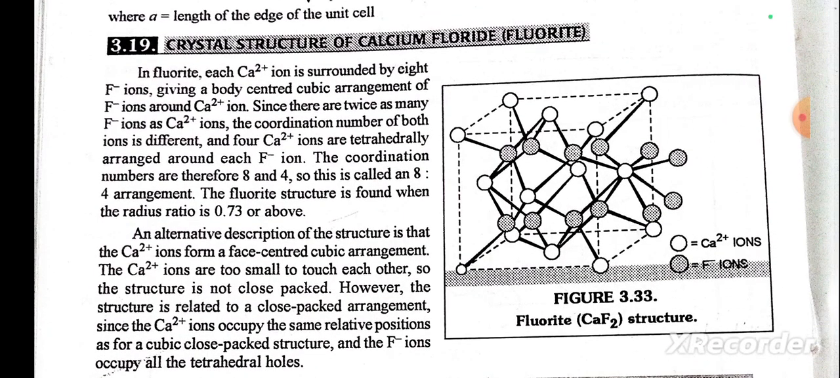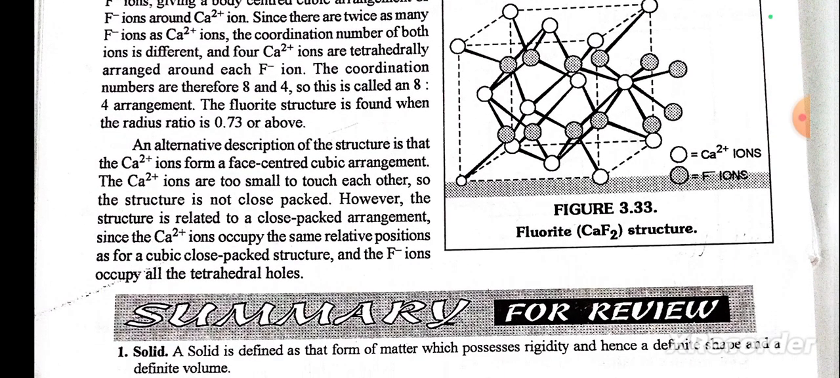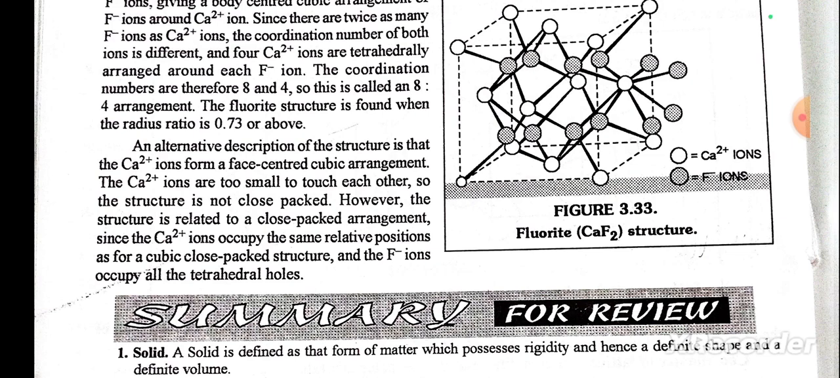Crystal structure of calcium fluoride. In fluorite, each Ca2+ ion is surrounded by 8 F- ions, giving a body-centered cubic arrangement of the F- ions around the Ca2+ ion. Since there are twice as many F- ions as Ca2+ ions, the coordination numbers of the two ions are different, and there are 4 Ca2+ ions in a tetrahedral arrangement around each F- ion. The coordination numbers are therefore 8 and 4, called the 8-4 arrangement.